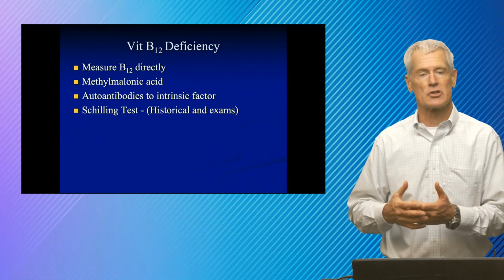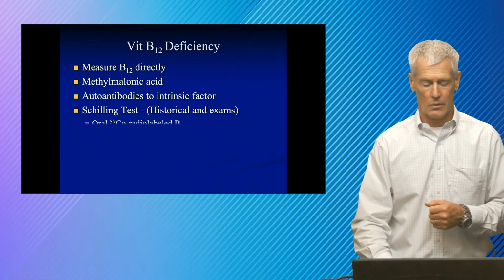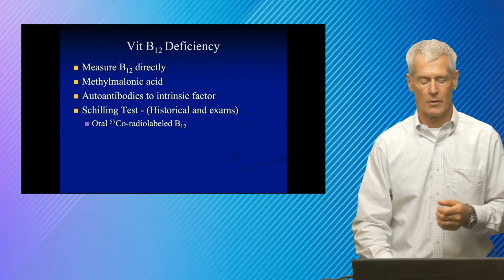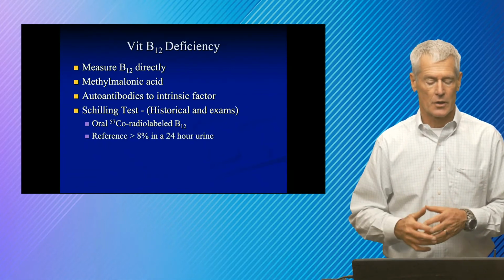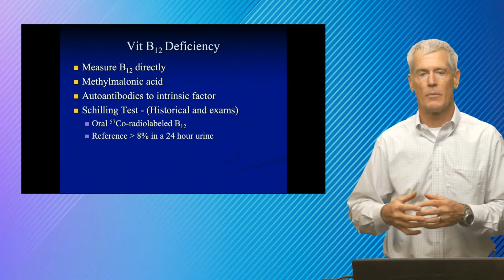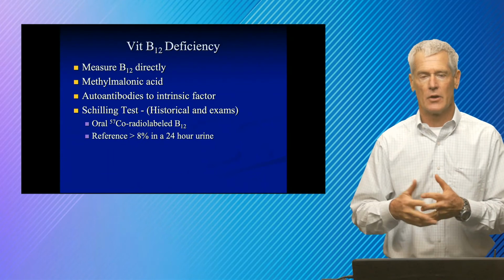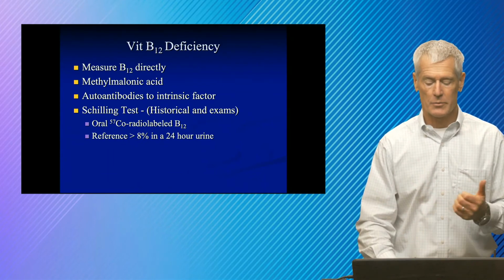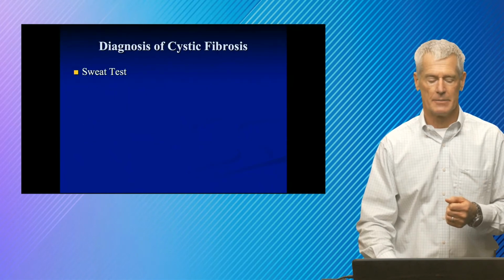If you have a problem absorbing B12, it stays in your gut and you excrete it in your feces. It never shows up in your urine, and so that would be a positive Schilling test indicating pernicious anemia. So it's cobalt labeled with 57 cobalt. It's a radioactive dose, and you can monitor that. And as I said, greater than 8% in urine rules out pernicious anemia.